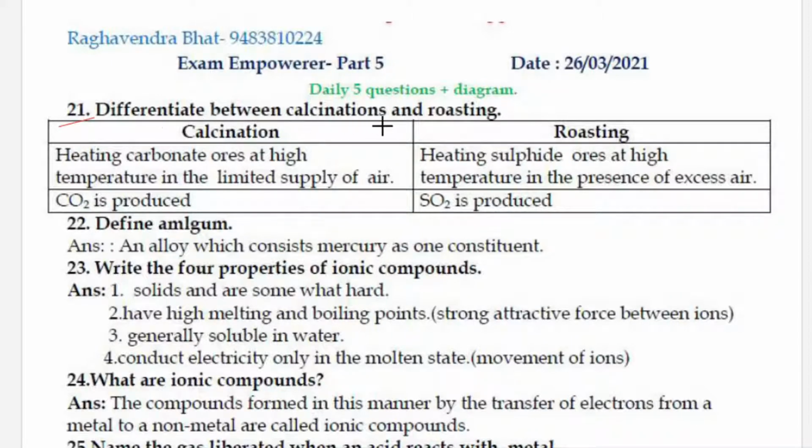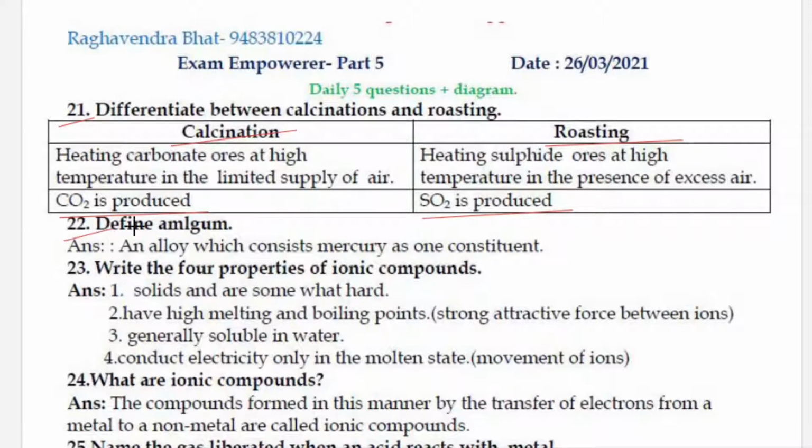Differentiate between calcination and roasting. Calcination: heating carbonate ores at high temperature in a limited supply of air is known as calcination. Roasting: heating sulfide ores at high temperature in the presence of excess air. In calcination, carbon dioxide is produced. In roasting, sulfur dioxide is produced.